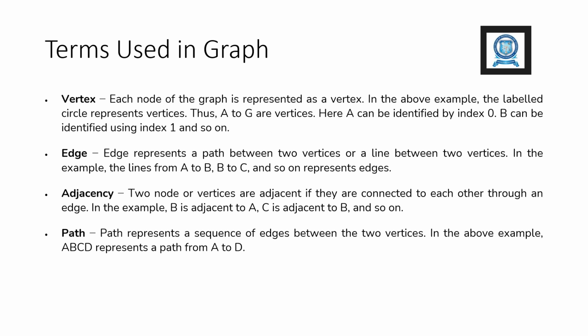Adjacency: two nodes or vertices are adjacent if they are connected to each other through an edge. In the example, B is adjacent to A, C is adjacent to B and so on. Path: a path represents a sequence of edges between two vertices. In the above example, ABCD represents a path from A to D.